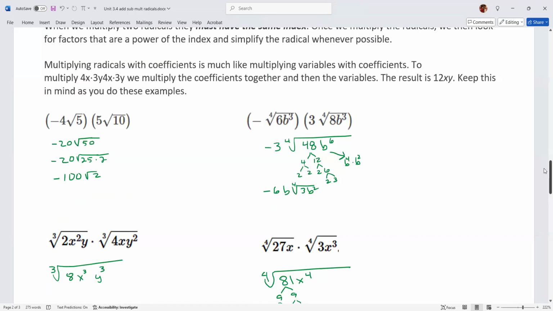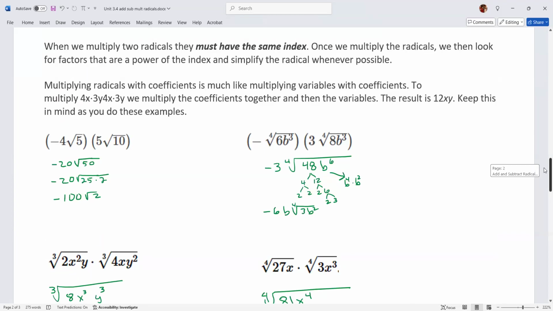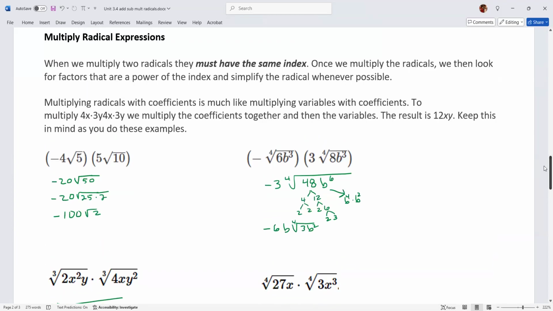Okay, when we multiply radical expressions, the only requirement really is that they have the same index, right? And if they do, we can multiply the radicands, the things underneath the radical, right? So here we go. They're both square roots. 5 and 10 by themselves don't simplify. So if I multiply 5 times 10, I get 50. I multiply the 5 and the -4, I get a -20.